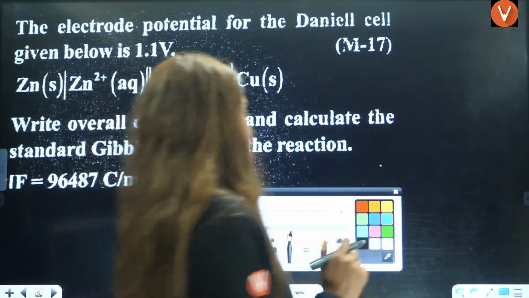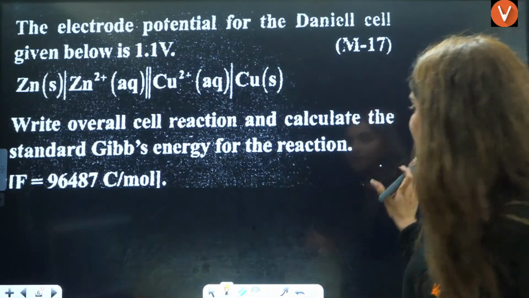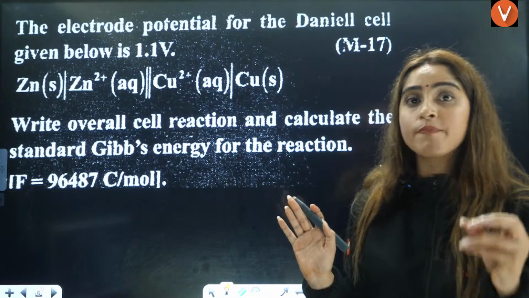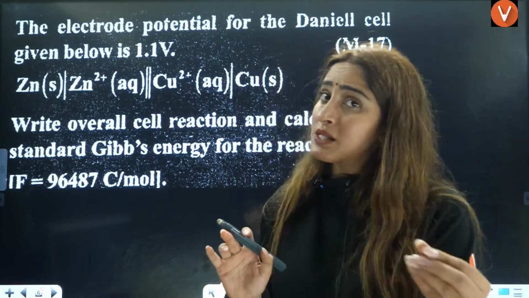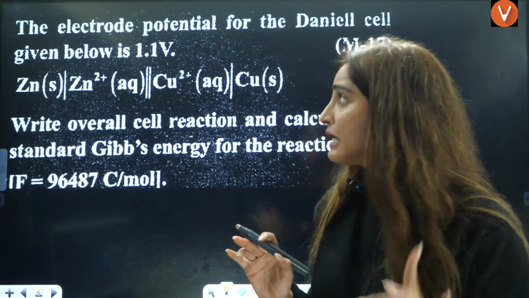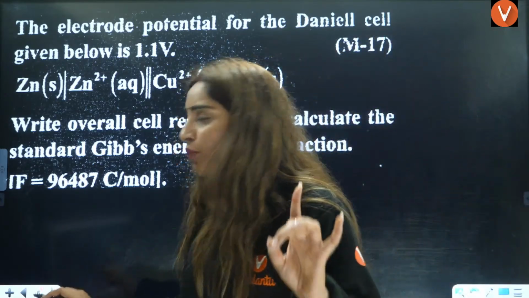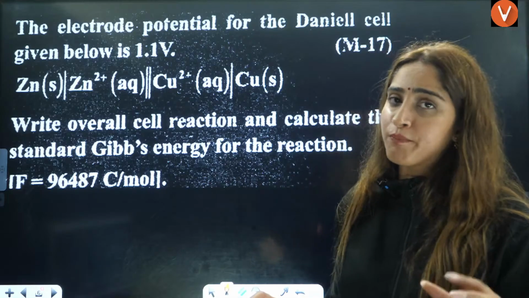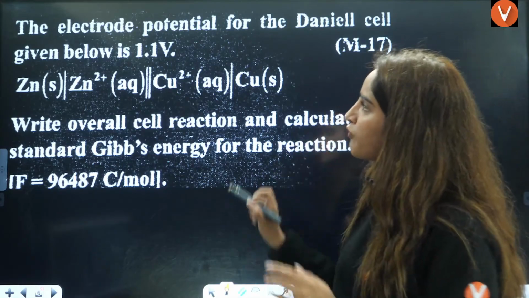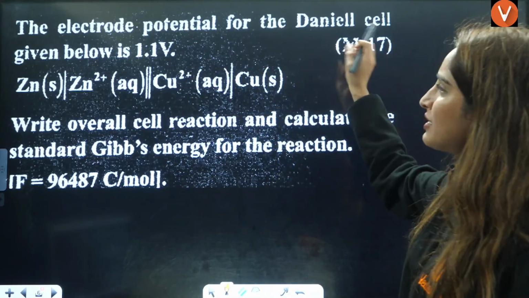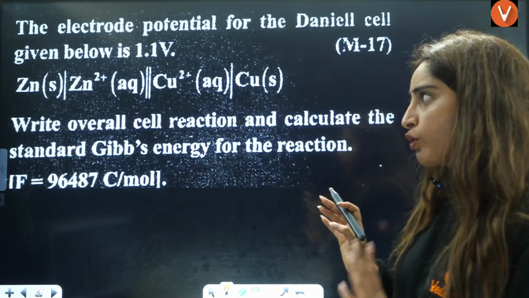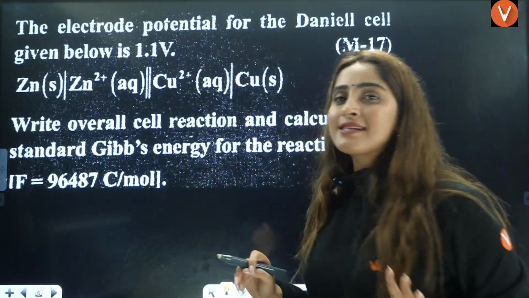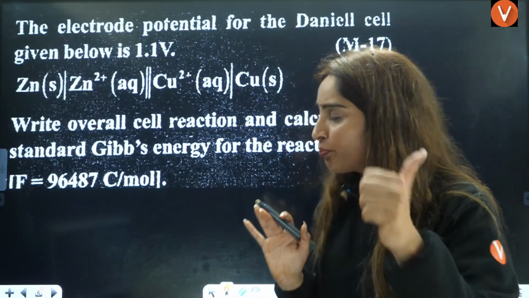Now, the next question is repeatedly asked. Even in your model test papers, you will see this question repeatedly. This question is based on one very simple formula, and I'll tell you what the formula is. The electrode potential for the Daniell cell is given to us, that is 1.1 volt. This is the cell representation that is given to you.